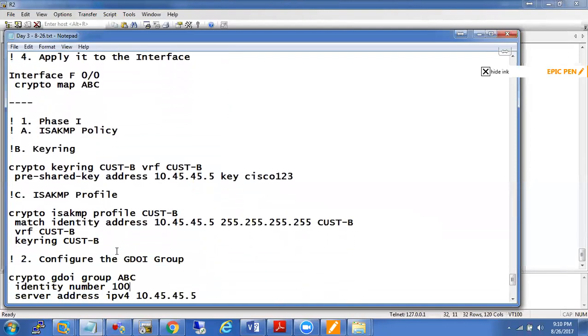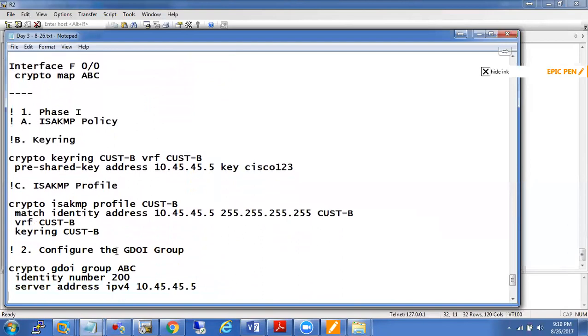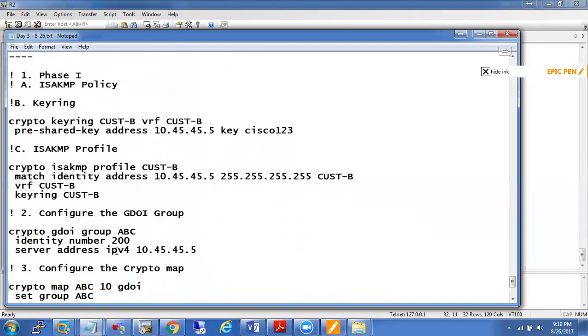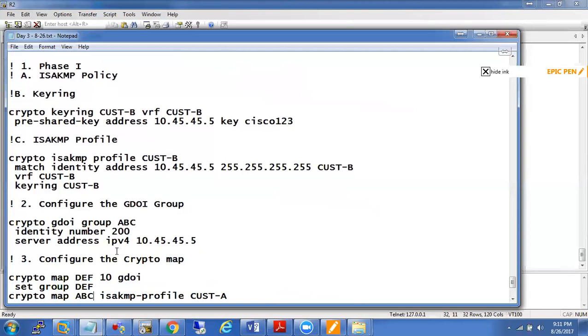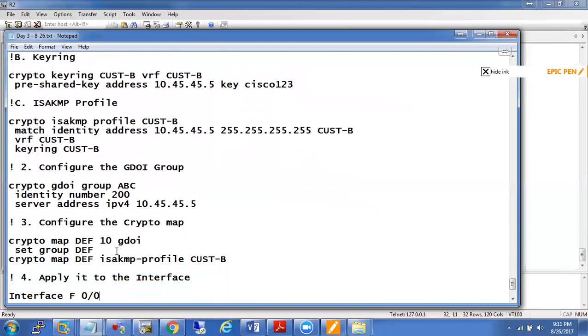GDOI group is for 200. Address is the same. Crypto map ABC is already applied. So I'll call it DEF because I've used ABC for the first interface. Has to be a different ACL. Crypto map, and for B. And this is going to be applied to the other interface, which is between 2 and 3.